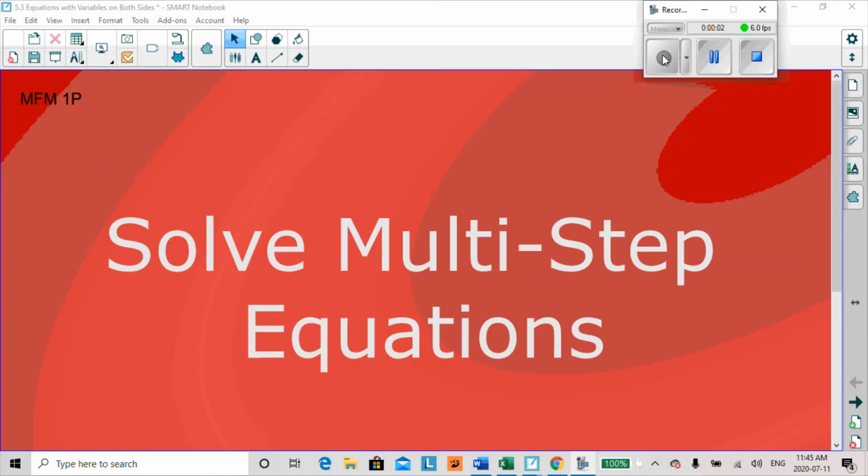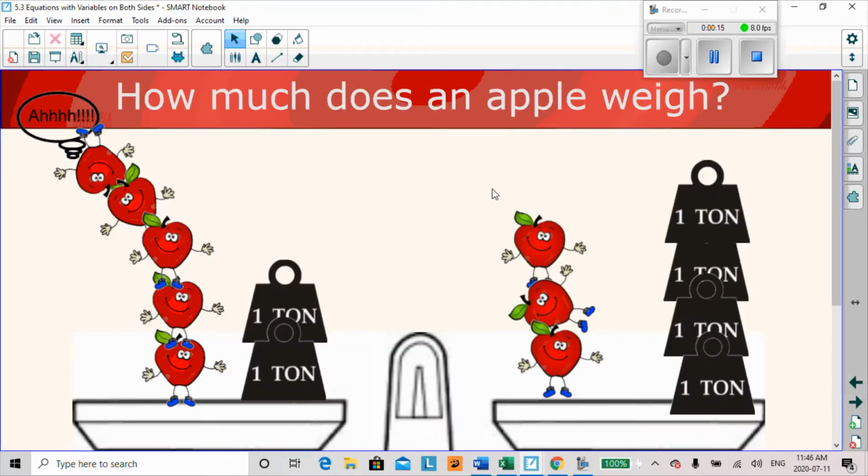Today we're going to learn how to solve multi-step equations. So we're going to have questions where we have variables on both sides of the equal sign. I want to start by using this model to show you how to solve equations with variables on both sides.